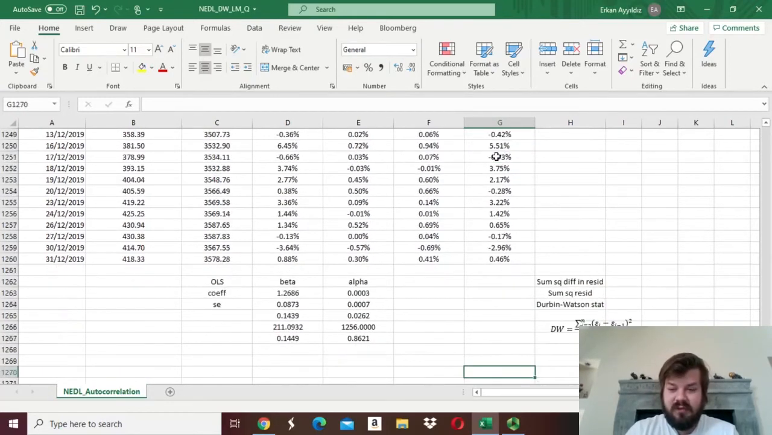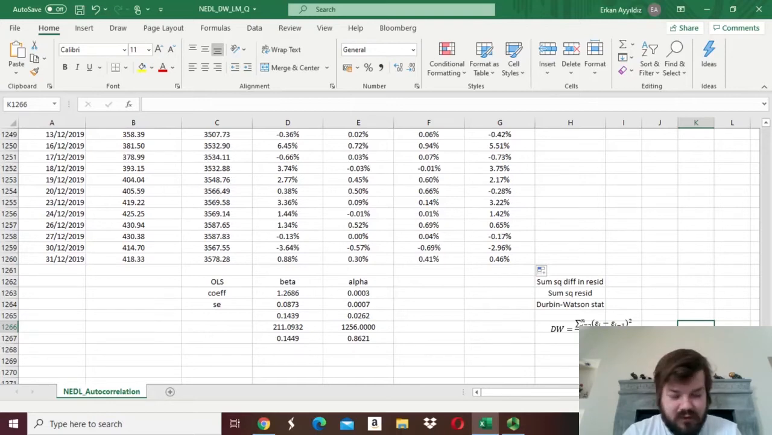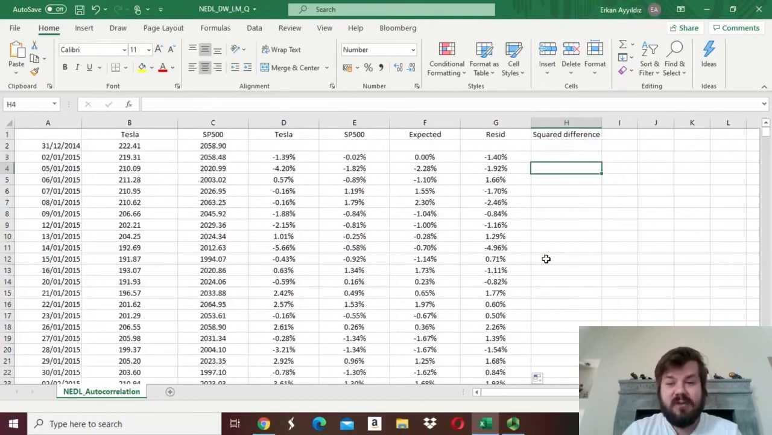So the logic of the Durbin-Watson stat is quite simple. The Durbin-Watson stat is a ratio of the sum of squared differences in residuals. So we'll need to figure out the squared difference between the residual and the respective lagged residual. And in the denominator, we'll just have the squared sum of residuals across the sample. So first, we'll just need to figure out the squared difference in residuals to calculate our numerator.